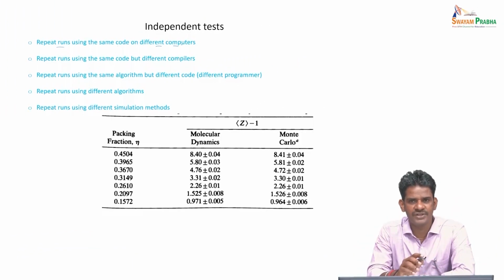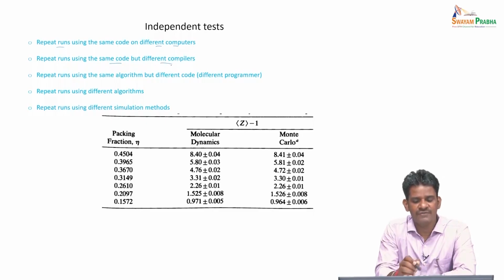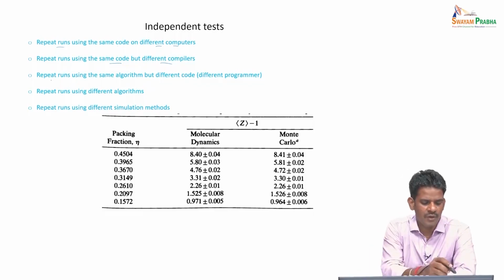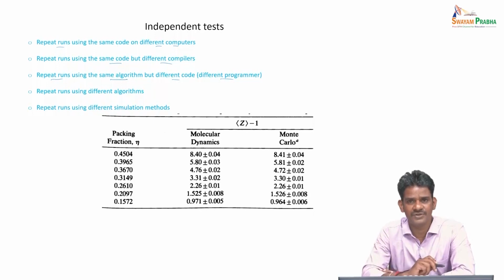So this is to make sure that the computer architecture is not giving any systematic bias or systematic error. Or you could repeat the runs using the same code but on different compilers, because sometimes compilers also have their inherent architecture and variability, and we want to ensure that that doesn't give any systematic error. Or we could run simulations using the same algorithm but different code written by, let's say, different programmers, just to make sure that the value should not be dependent on the code itself.